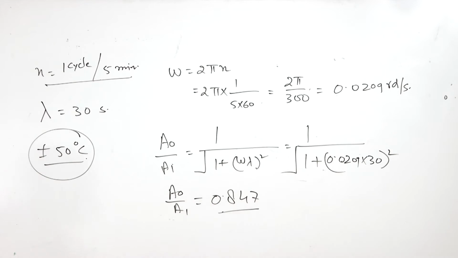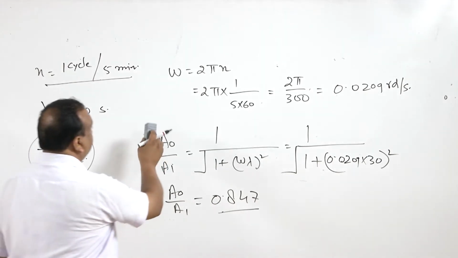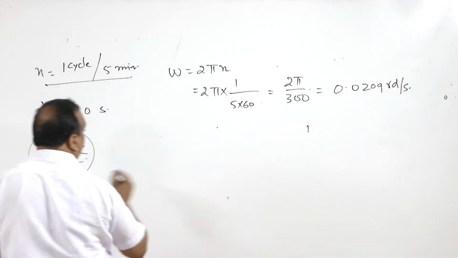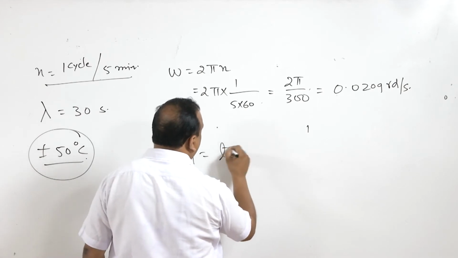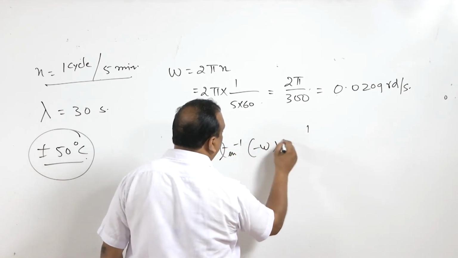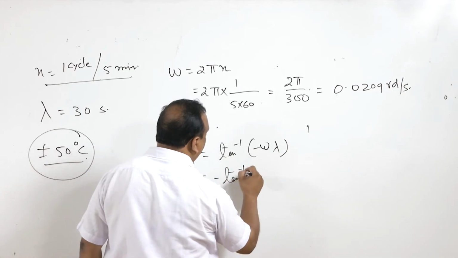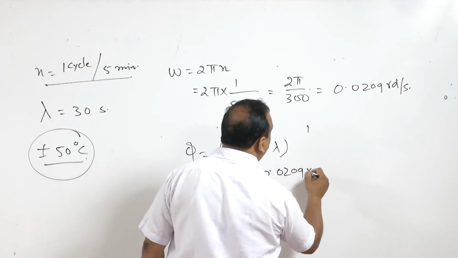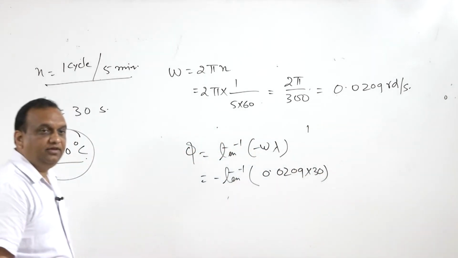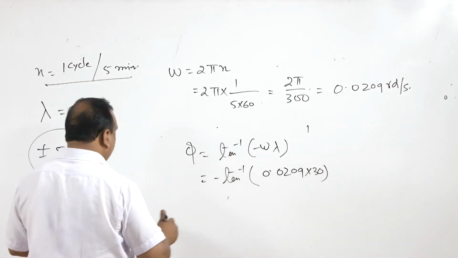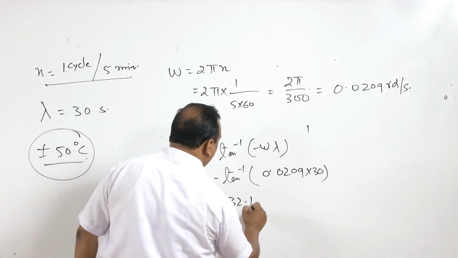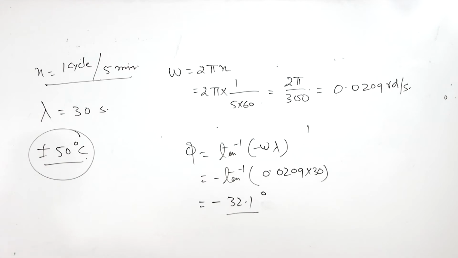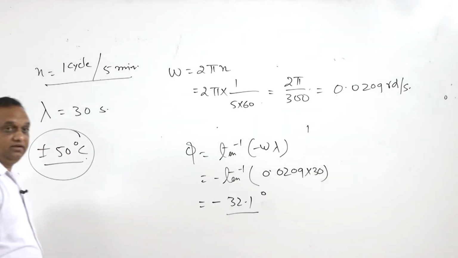Now what about the phase angle? The phase angle is tan inverse of minus omega lambda, which is equal to minus tan inverse of 0.0209 times 30. If we take the minus of tan inverse 0.627, it is going to be equal to minus 32.1 degrees, not centigrade, degrees. So this is phase lag. It's minus, so it is phase lag.